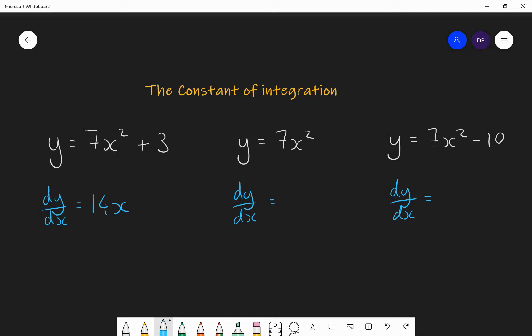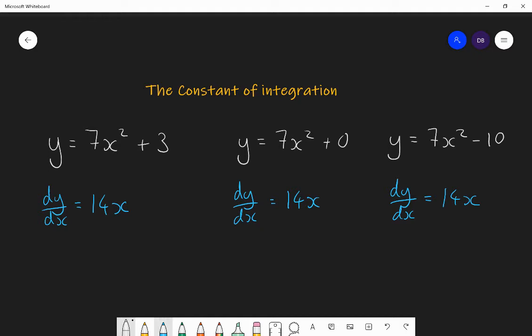Let's look at the gradient function for 7x squared. Surprisingly enough, it's also 14x. And for 7x squared minus 10, also 14x. It didn't matter what constant I had afterwards, whether it was plus 3, plus nothing, minus 10. All of them, those constants, differentiated to 0.